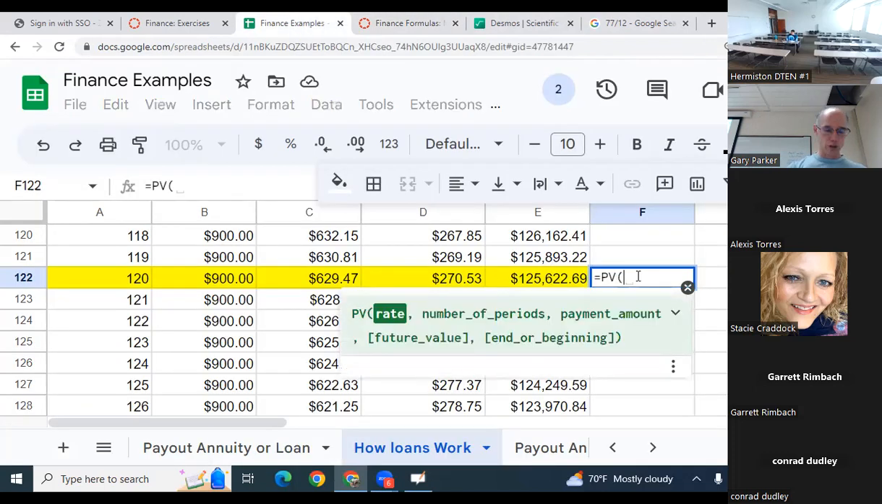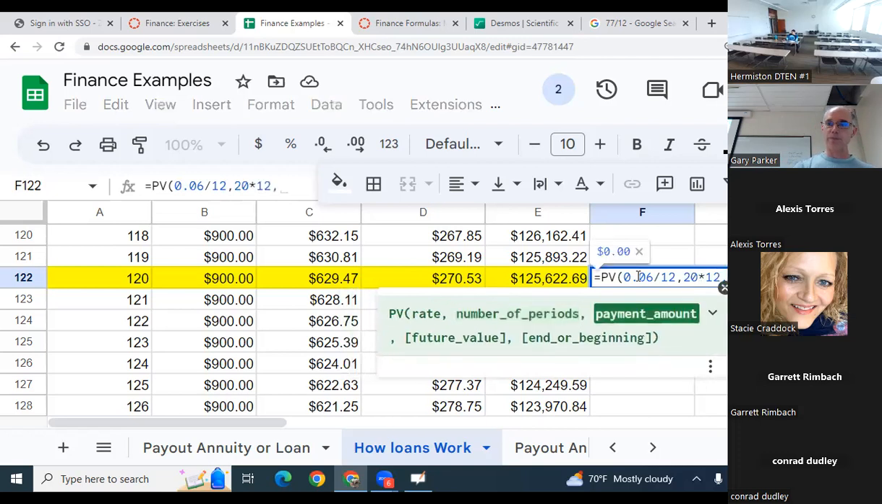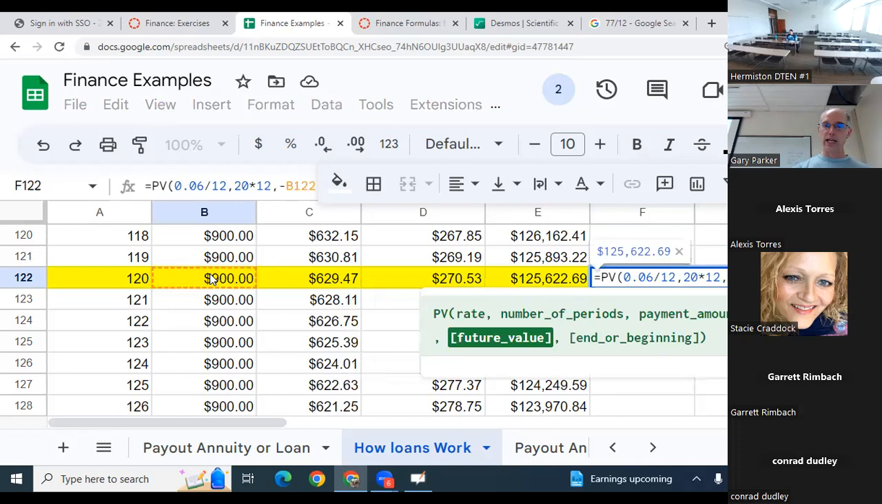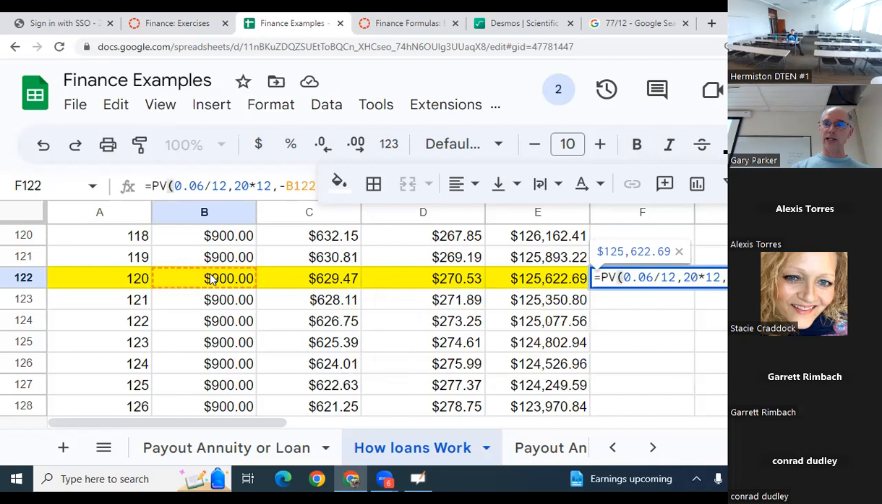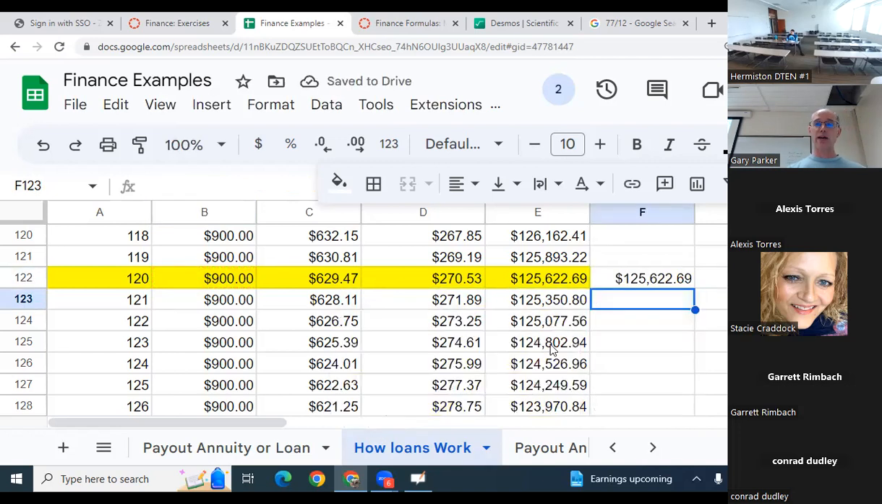PV says, what's your interest rate? My current interest rate is 6% over 12 months. How much do I have to go? Well, I'm 10 years in, that means I have 20 years to go. 20 times 12 months. What's the payment amount? We enter that as a negative. That's the 900 here. And then what do you want the future value to be? I want it to be 0. I want to be done with this loan. And check out the number I'm getting. I don't want to fill it down. It matches the number I have here.